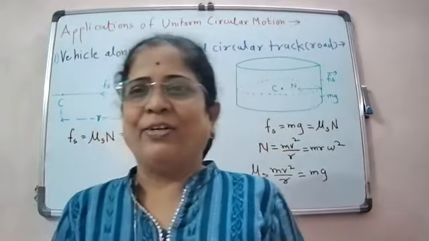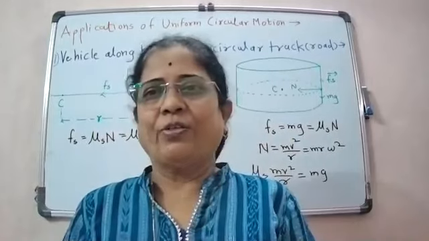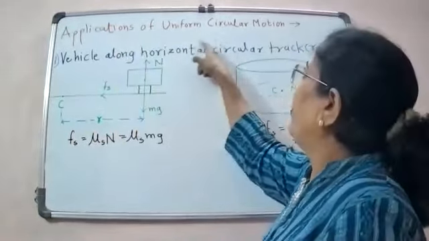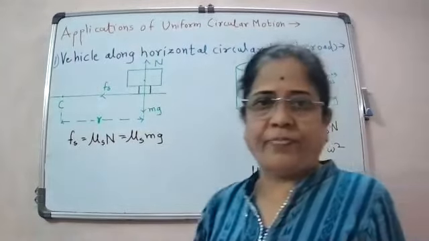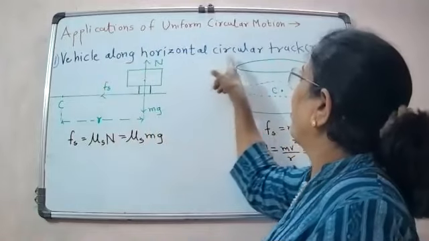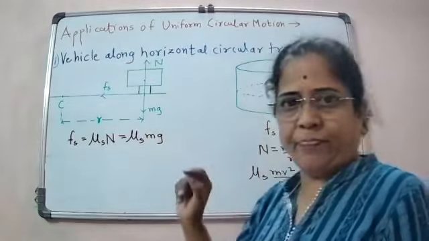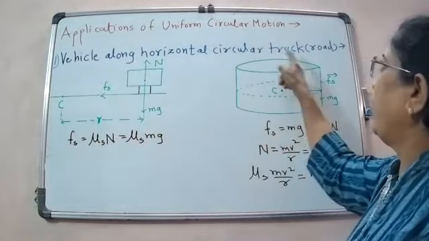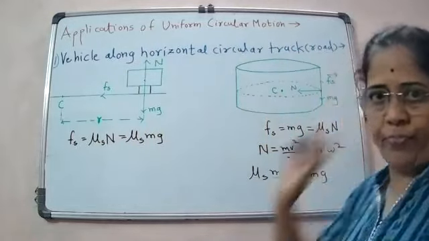Hello friends, today we are going to see the applications of uniform circular motion. And the first one is a vehicle along a horizontal circular track, or a horizontal circular road.